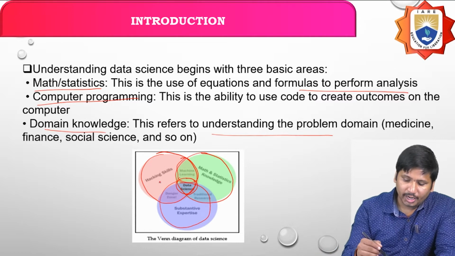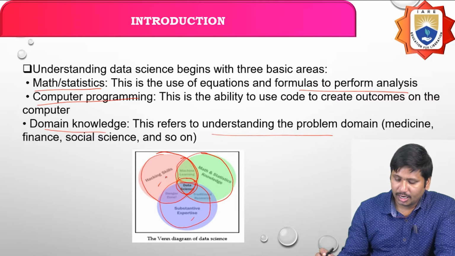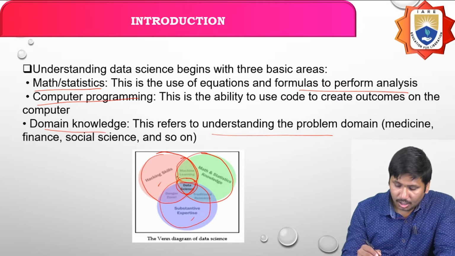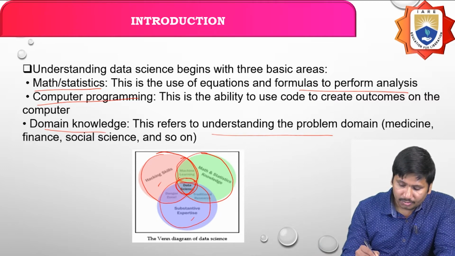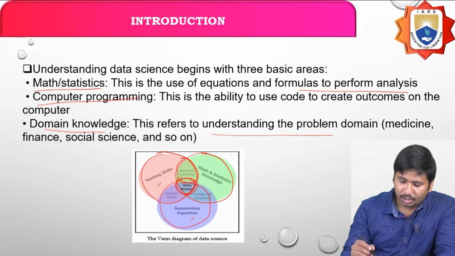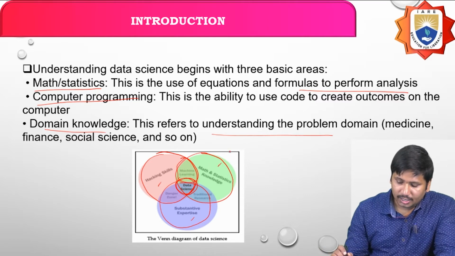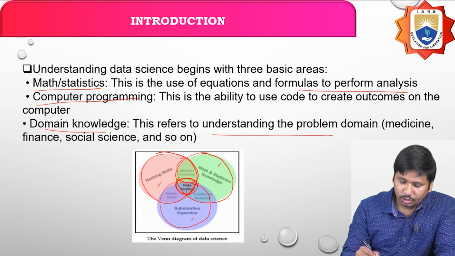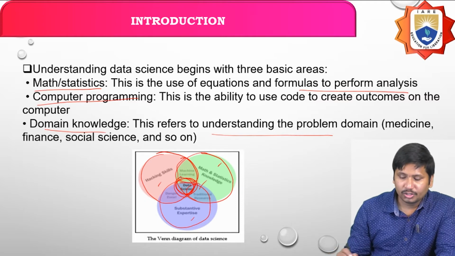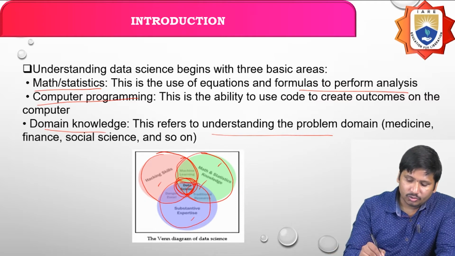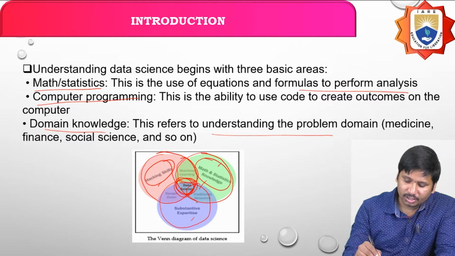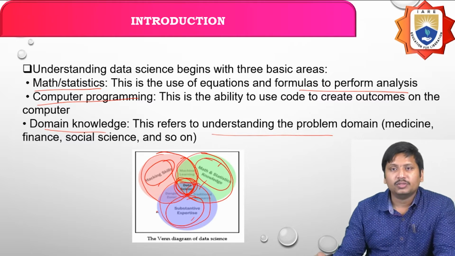Whereas if I take the hacking skills and substantive expertise, that should also cover some data science part. The maths and statistics knowledge and substantive expertise together are useful for traditional research and some part of data science. So data science should cover all of these: hacking skills, mathematics and statistics knowledge, and substantive expertise.